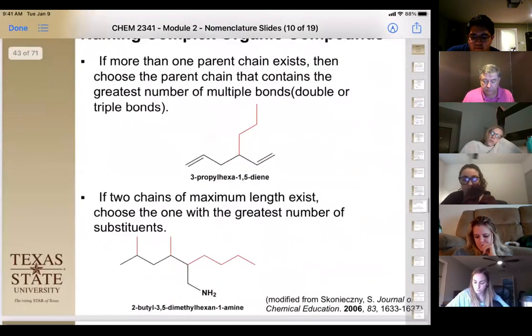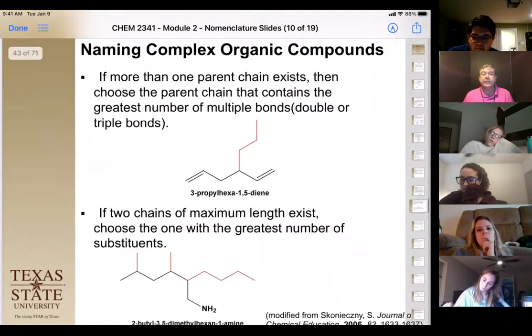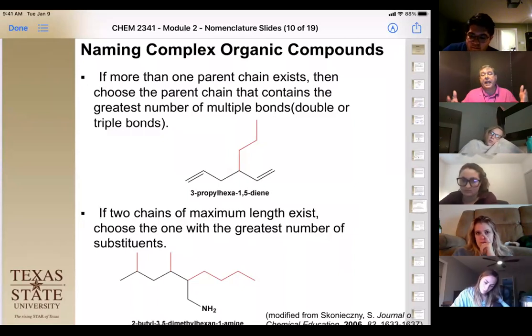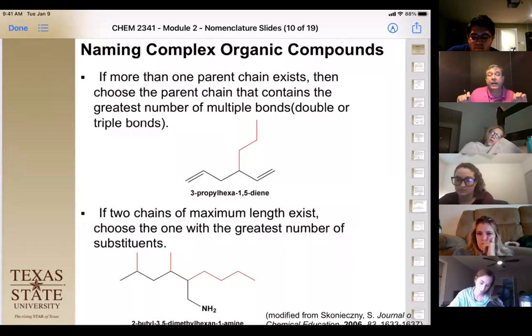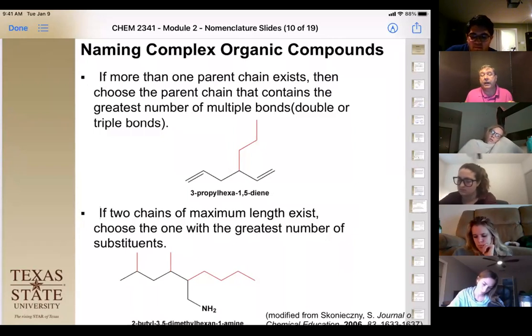All right, our next functional group. Now we're going to talk about how to prioritize things when we have more complex organic compounds, okay? So we're adding another rule here. If more than one parent chain exists, you choose the parent chain that contains the greatest number of multiple bonds, either double or triple bonds. Why? That way we can use the word diene or triene or whatever in our main name. And so that becomes our parent chain.